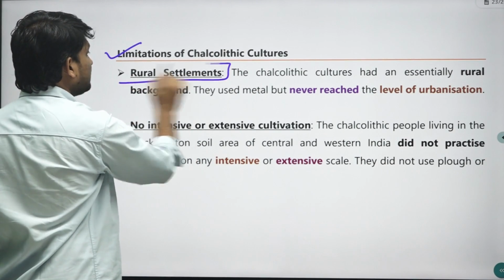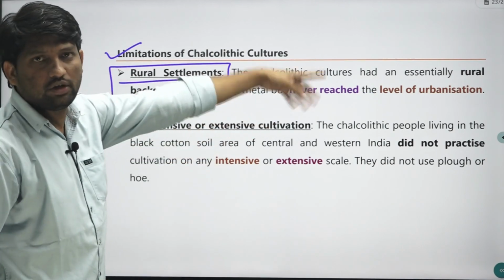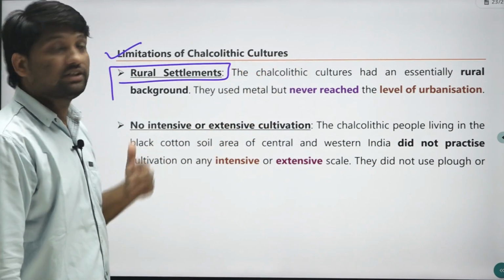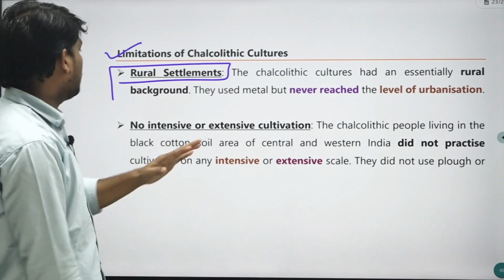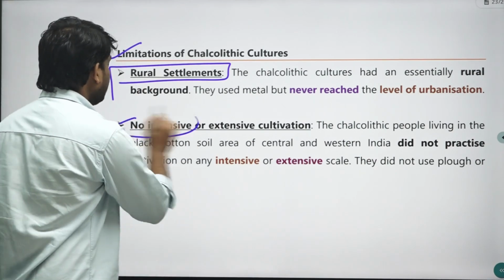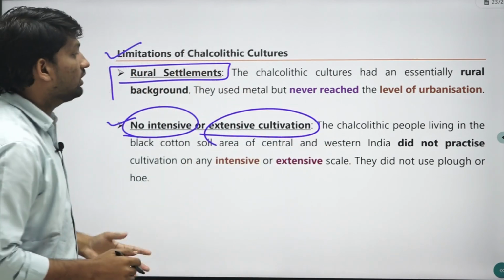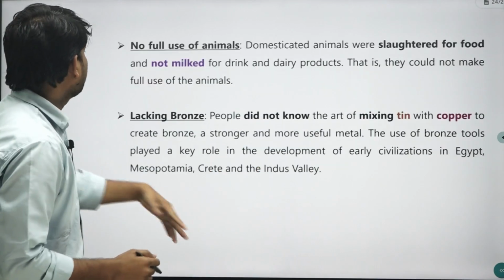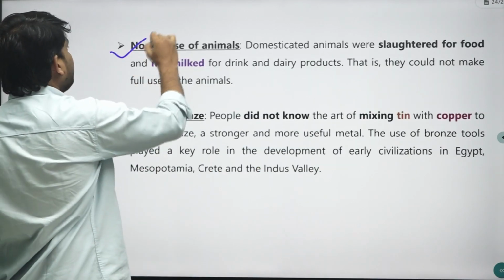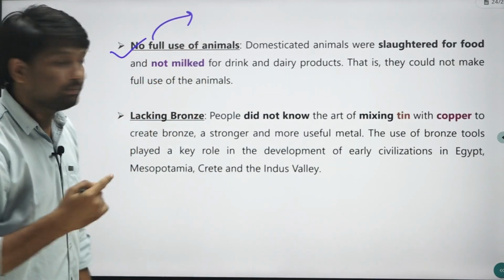These are the important features, but what are the limitations? First of all, rural settlement; they never reached urbanization. Only a few sites like Daimabad almost reached urbanization, but not complete urbanization. They did not practice any intensive or extensive cultivation. They did not even use the plow or hoe. Next is no full use of animals. They did not use animals for milk or milk products.